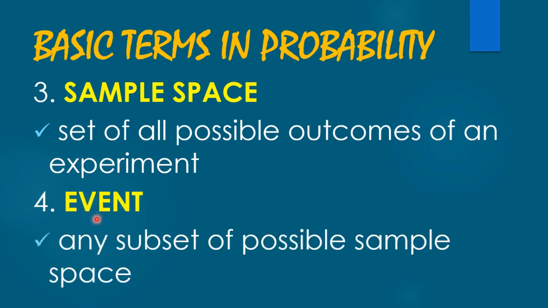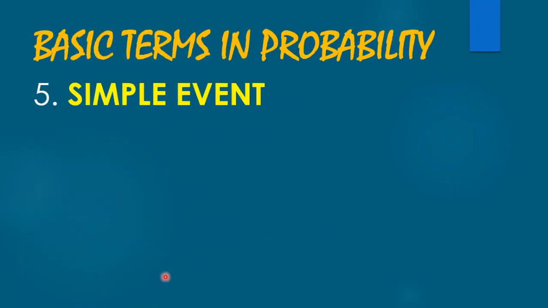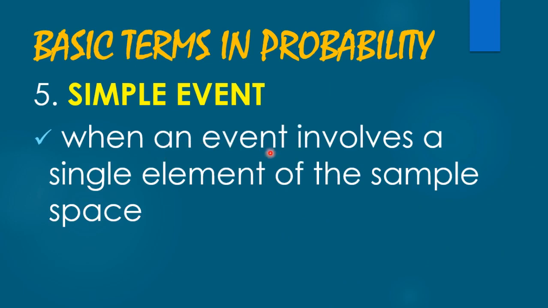Event. This is any subset of the possible sample space. For example, in tossing a coin, the event that a head will occur, or the event that a tail will occur. In rolling a die, an example is the event that an even number appears, or the event that an odd number appears. Simple event. When an event involves a single element of the sample space.